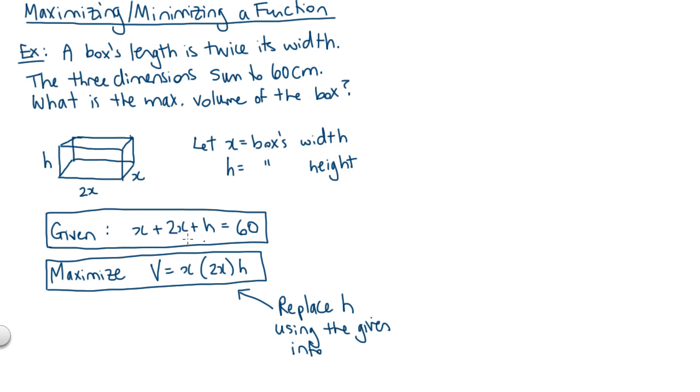Okay, well we know from the given information that h is equal to 60 minus 3x. That's just from using this equation here and solving for h. So let's actually plug 60 minus 3x in for h and we'll come up with a nicer function for v. So now instead of just calling this v, I'm going to call it v of x because it's now going to be totally in terms of x. Our volume now looks like x times 2x times, instead of h, I'm going to write 60 minus 3x.